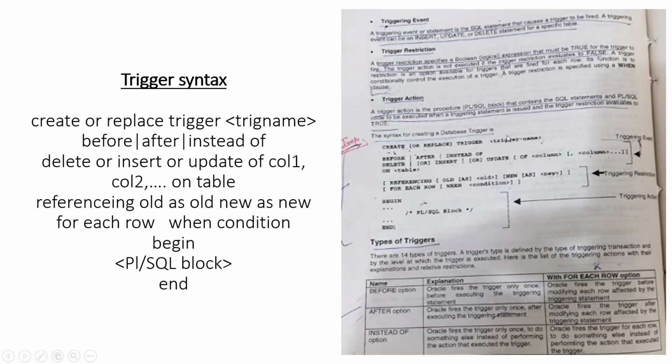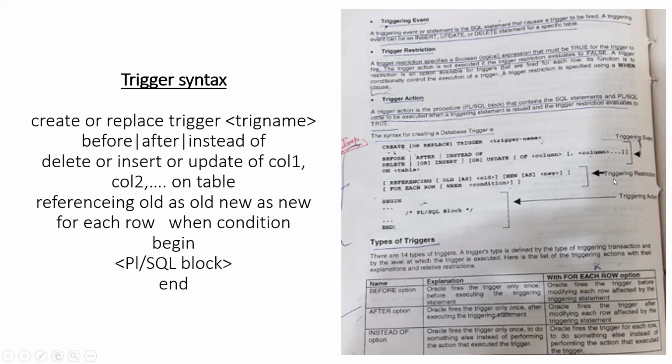First of all, this portion where you are creating the trigger, with before, after, instead of, delete or insert or update of column on table, is known as the triggering event, which is going to fire the trigger. A triggering event or statement is the SQL statement that causes the trigger to be fired. A triggering event could be an insert event, an update event, or a delete event. So whenever you use insert, update, or delete, your trigger may get fired.